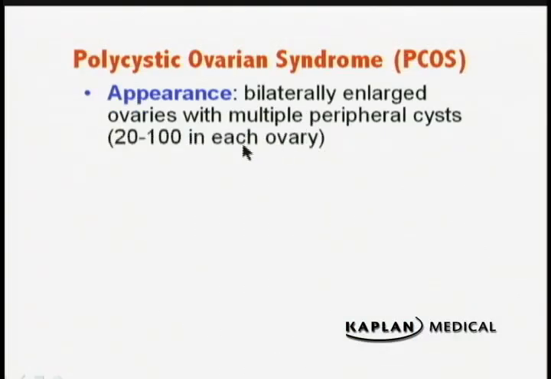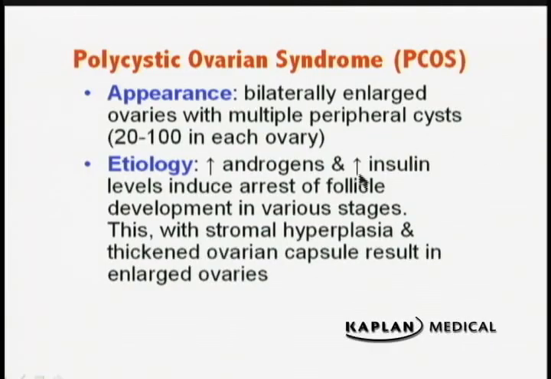Polycystic ovarian syndrome. This is another physiologic enlargement. This is bilateral. The corpus luteum cyst, the follicular cyst, is typically unilateral. What we have with polycystic ovarian syndrome is bilaterally enlarged ovaries with multiple peripheral cysts. There can be up to 100 in each ovary. This is often described as a necklace of cysts around the periphery of the ovary.